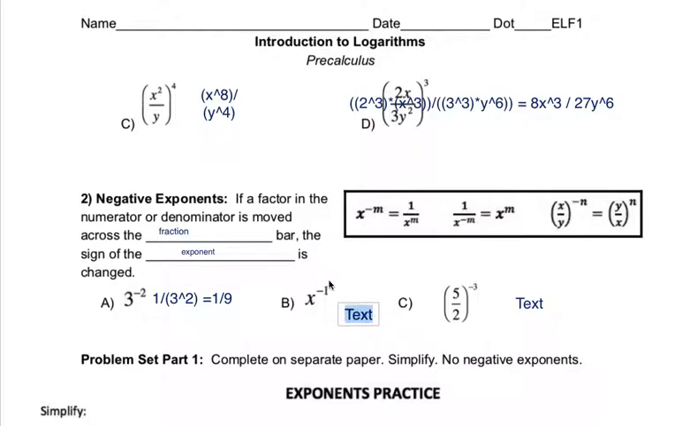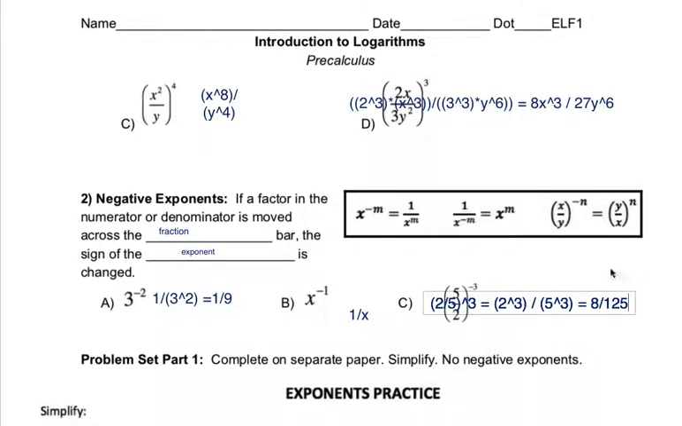For B, x to the negative first power does not equal negative x. Instead, it equals 1 over x. And for this next one, let's apply this new description of this rule here. I can first flip my fraction 2 over 5, and then I can change the sign of my exponent to be to the third power, 2 over 5 to the third power. I'm going to use my expanded power rule from up here. So it becomes 2 to the third divided by 5 to the third, and that becomes 8 over 125 would be my answer for that.